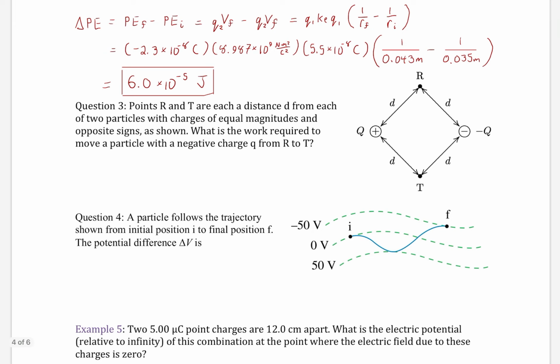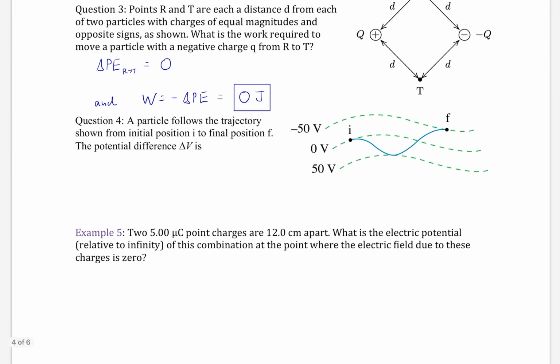Question 3. Points R and T, the concept question, are each a distance d from each of the two particles with charges of equal magnitude and opposite sign as shown. What is the work required to move a particle with a negative charge q from R to T? Zero, simply zero. Why? Because you didn't actually change any potential energy. It's the same potential energy at T as at R. There's no change in potential energy.